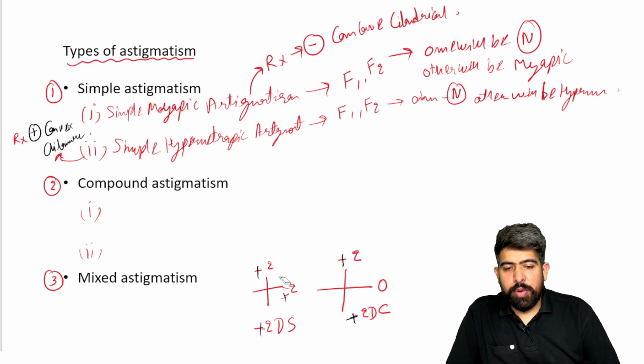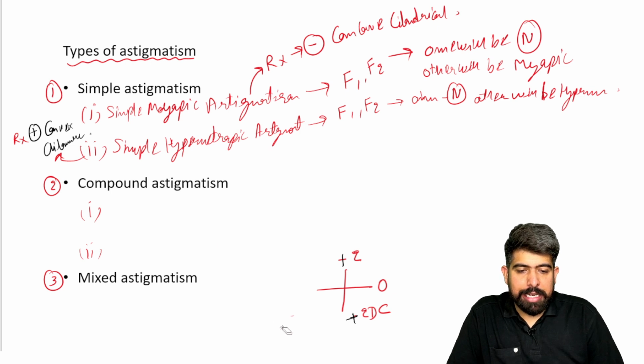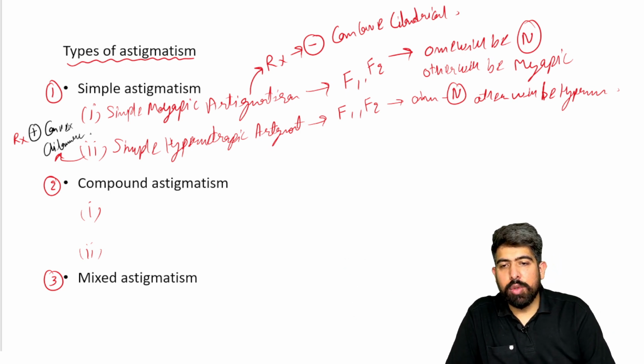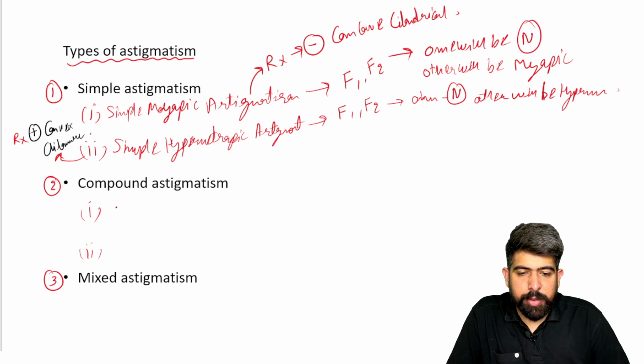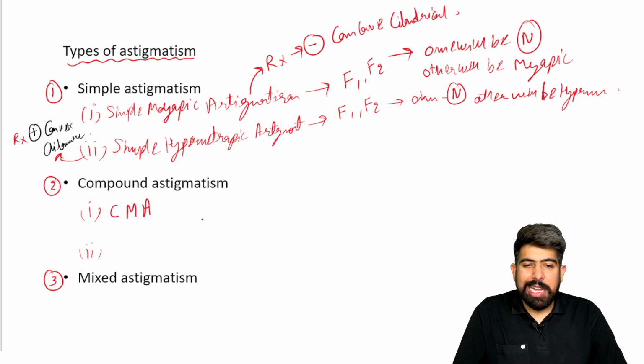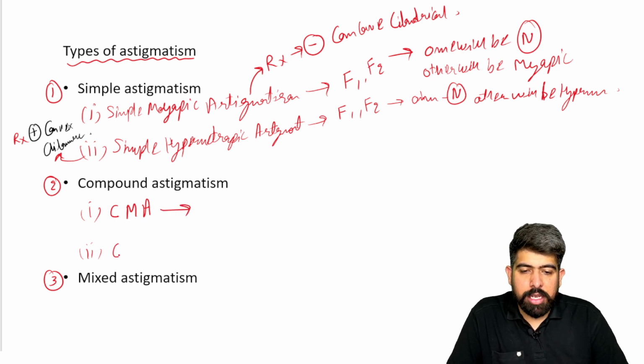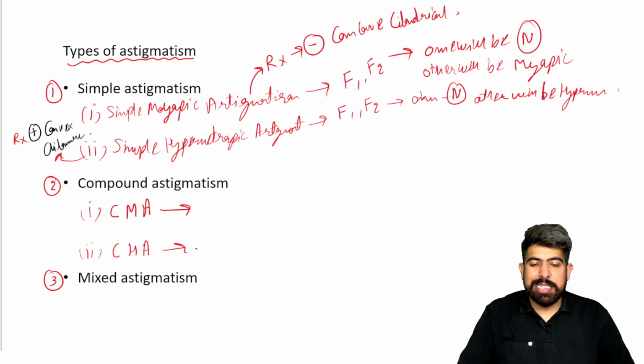Okay, let's move to the compound type of astigmatism. In this compound type of astigmatism, we again have two types. The first is compound myopic astigmatism. I'm writing in short form because I have more things to write, so it will not be in the slide, right? And we have compound hypermetropic astigmatism.